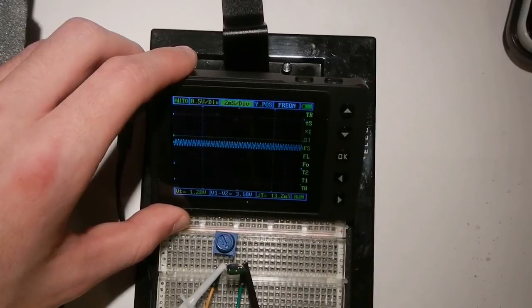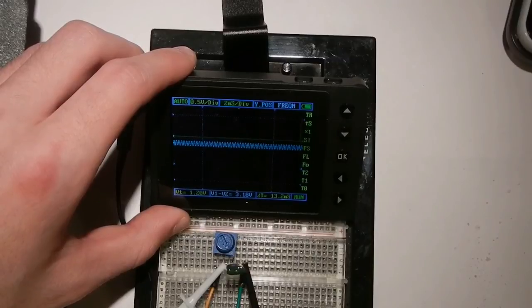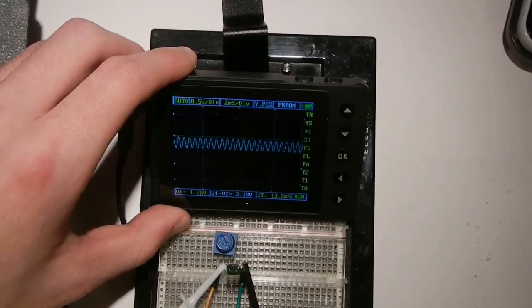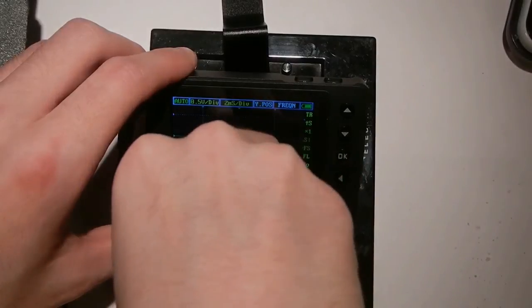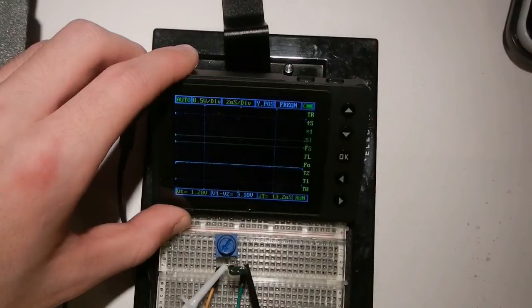Let's try a different wave. Let's try, say, a triangle wave. If I turn the filter all the way back down, there we go. A triangle wave.